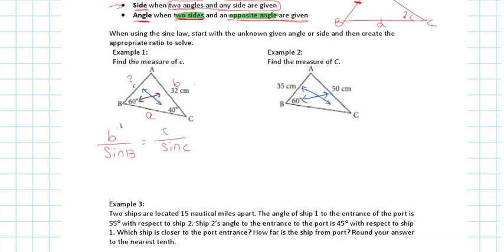Let's plug in the information. What's side B? So it'd be 32 centimeters over sine of what angle? Equals, what's side C? Do I know side C? I don't know what side C is. What's angle C?